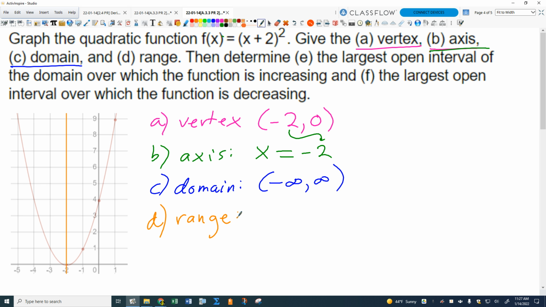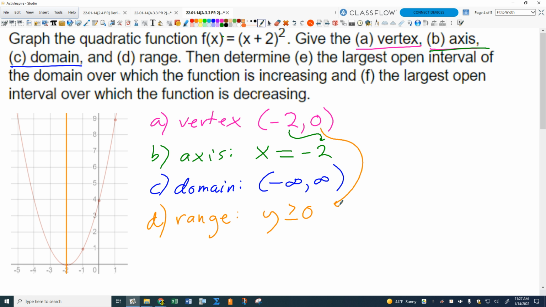In this case, it opens up. So what's the range going to be? What's the set of all the possible y values that the ant could ever stand on? We'll write it as an inequality first. Y is what in this case? Greater than or equal to 0, right? That's the lowest the ant could ever go. So greater than or equal to 0, right?